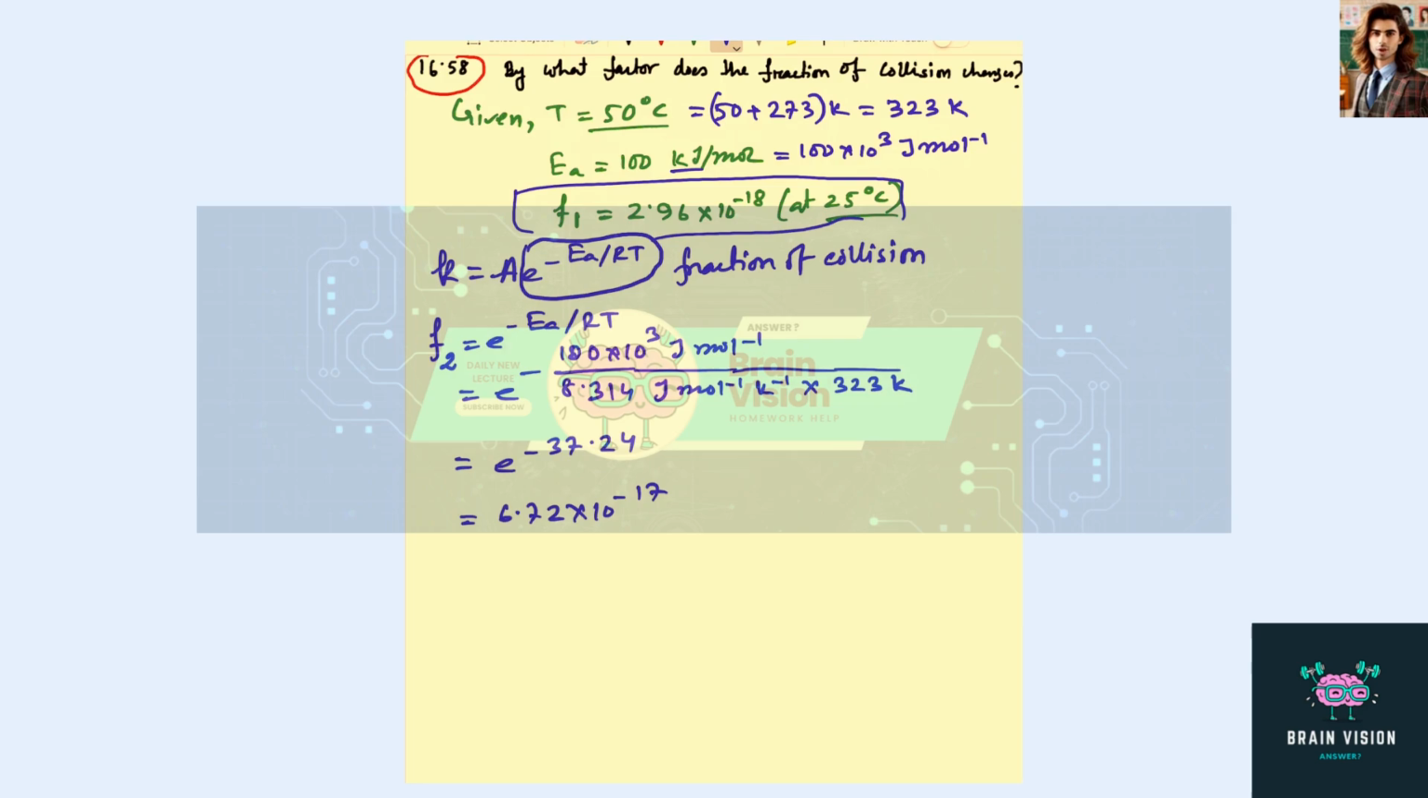So to determine the increase in the fraction of collision, we need to take the ratio of these two numbers, F2 by F1, which gives us 22.7. Therefore, the fraction of collision increased by a factor of 22.7.